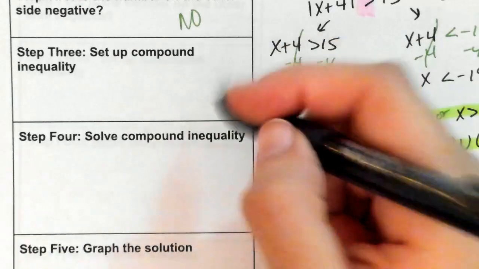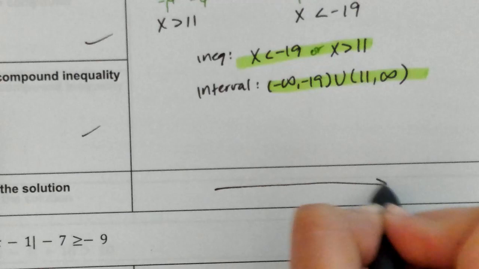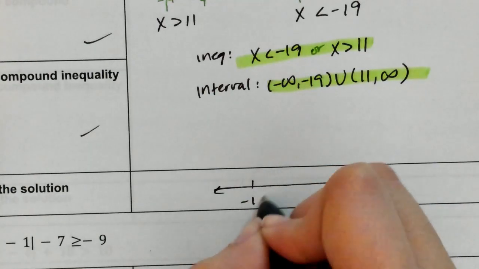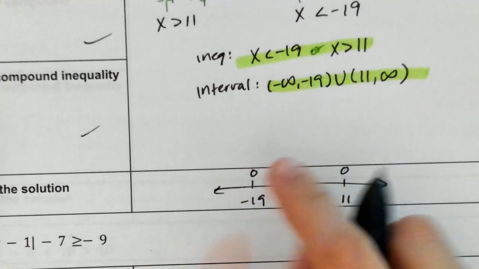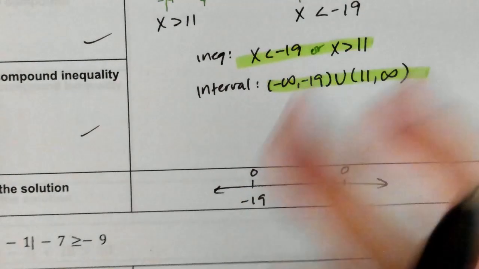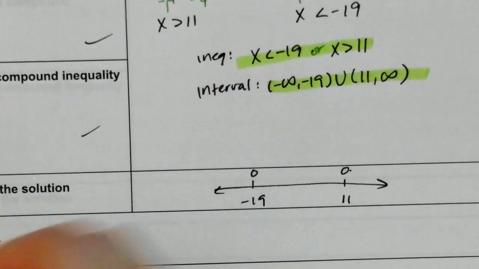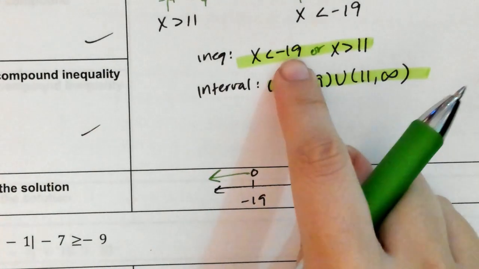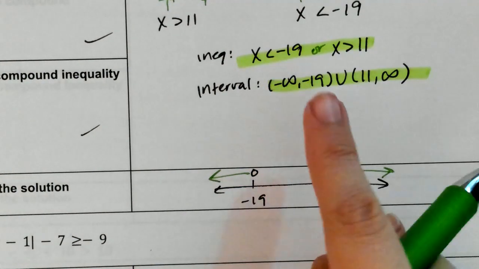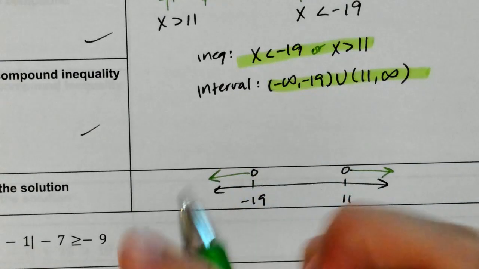So we set it up, we solved. Our last step is to draw our number line. So I'm going from negative 19 to 11. Now these circles will stay open circles because it's strictly less than and strictly greater than. And since it's an or problem, arrows always face away from each other. So I can be less than negative 19 or greater than 11, but not in between. All right, that's not bad, hopefully.